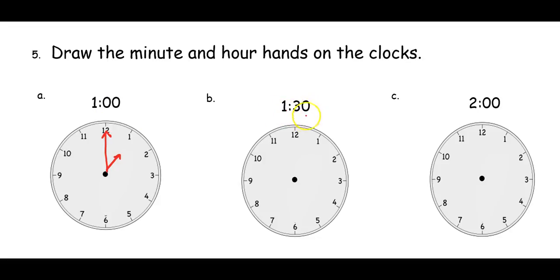The second clock needs to show 1:30. This time my hour hand will be a little bit past the 1 and my minute hand will be pointing toward the 6 to show halfway around the circle, which is 30 minutes or half past 1.